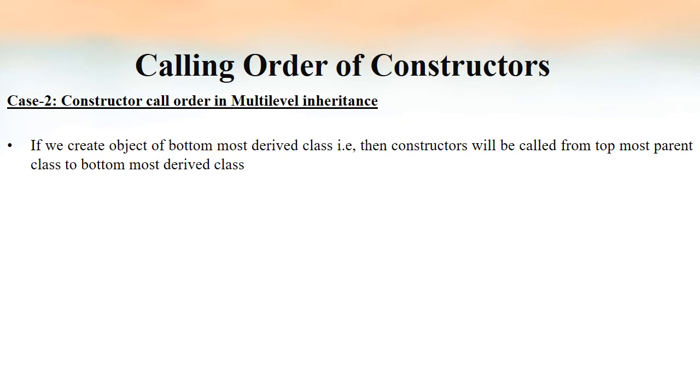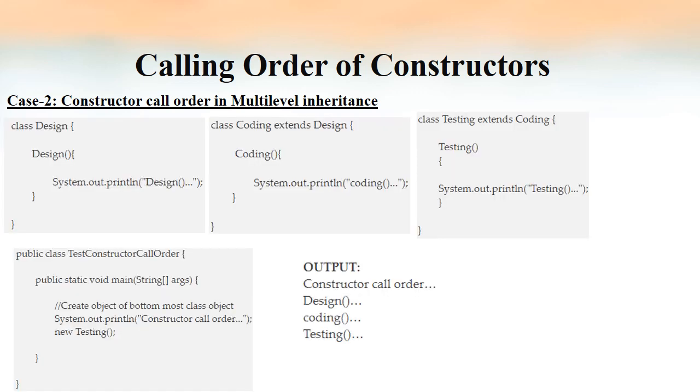That means a grandparent also will be there for a child class. There can be a grandparent class for the child class also. In that case, what will be the order of constructor calling? That is what we are going to see next. The calling order of constructors remains the same.